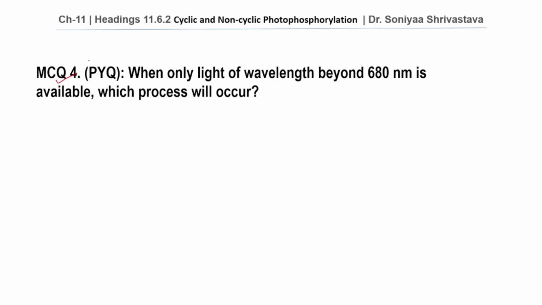Moving on to MCQ number 4. When only light of wavelength beyond 680 nm is available, which process will occur? Beyond 680 nm means more than 680 nm. Student, before coming to the options, remember that Photosystem II has reaction center chlorophyll that absorbs light at 680 nm, while Photosystem I has reaction center chlorophyll that absorbs light at 700 nm.